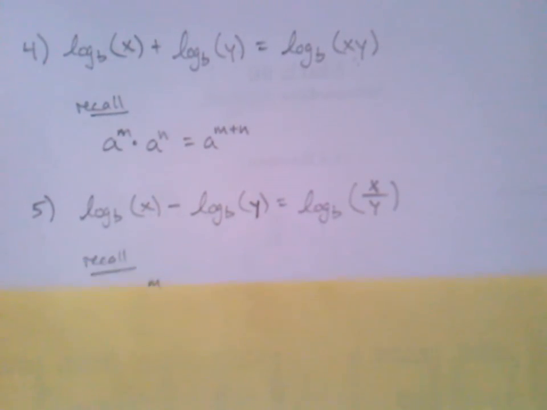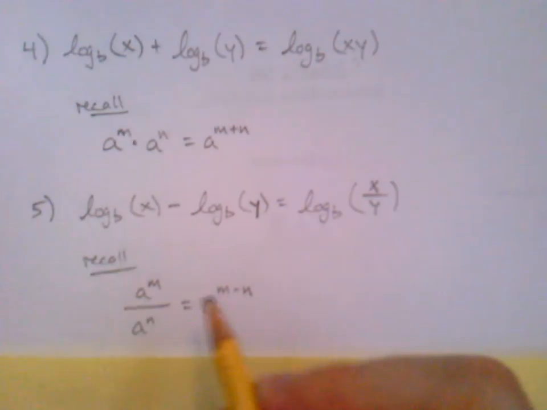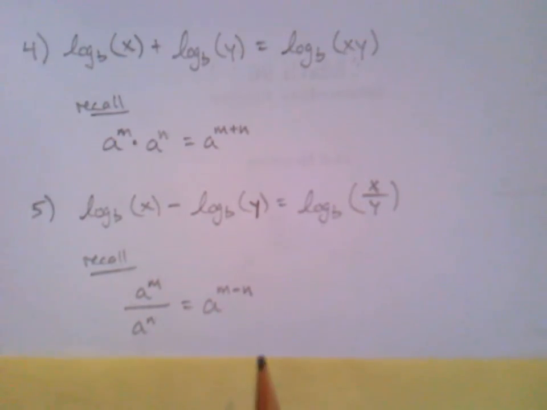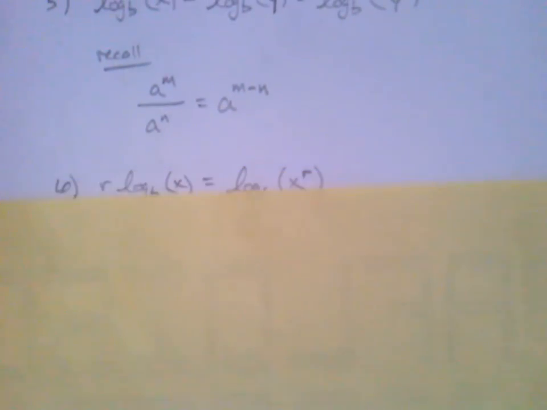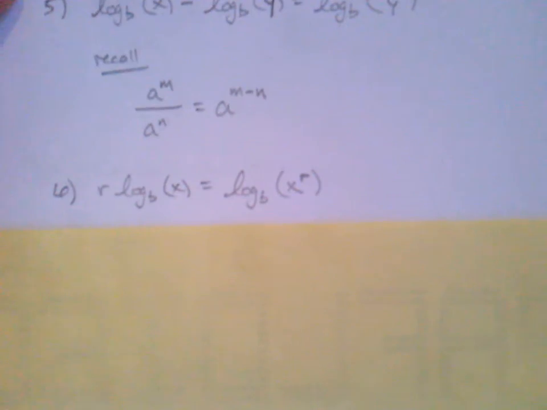Okay, if you want to see the equivalent rule of exponents, there was a situation where dividing and subtracting went together, right? a to the m divided by a to the n. We can put that together with m minus n, like that. So subtracting and dividing have a connection. Okay, the last rule is this.